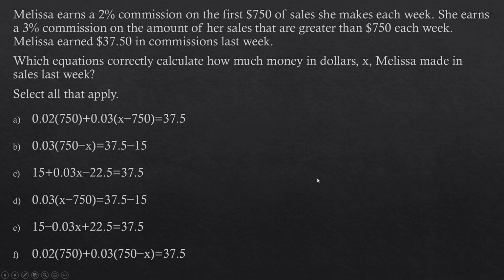All right, our next question here says that Melissa earns a 2% commission on the first $750 of sales she makes each week. She earns a 3% commission on the amount of her sales that are greater than $750 each week. Melissa earned $37.50 in commissions last week. Which equations correctly calculate how much money in dollars x Melissa made during sales last week?